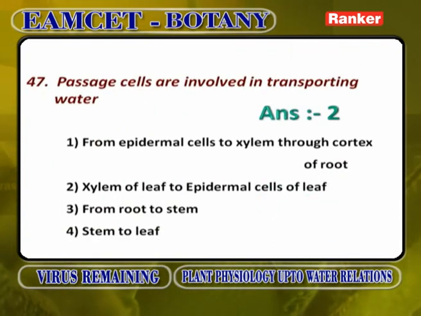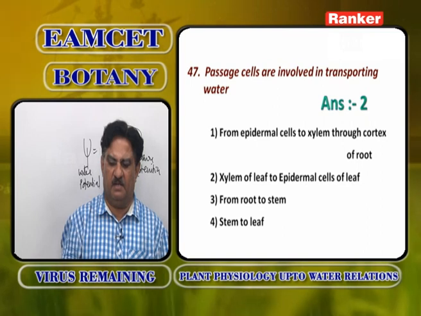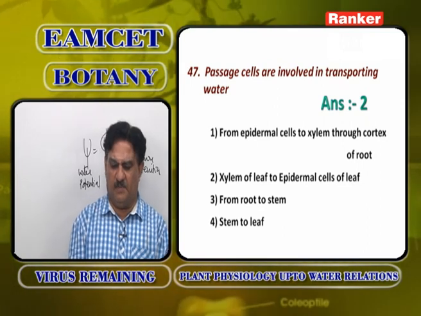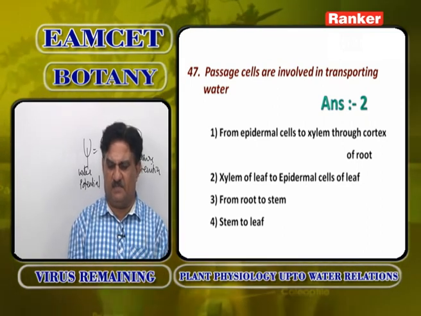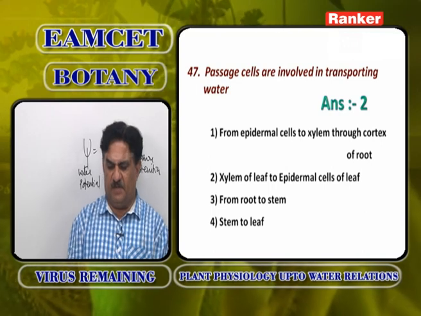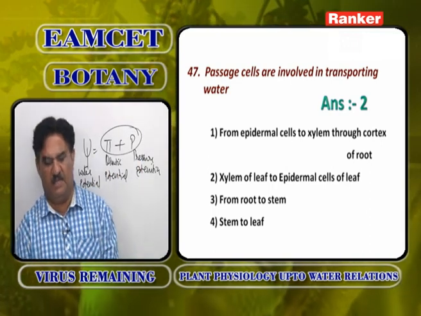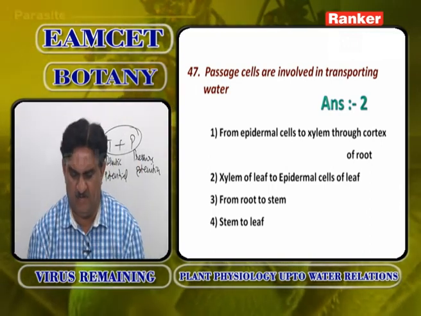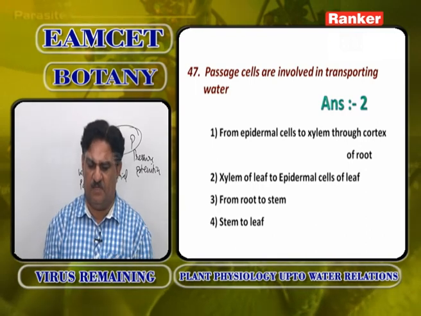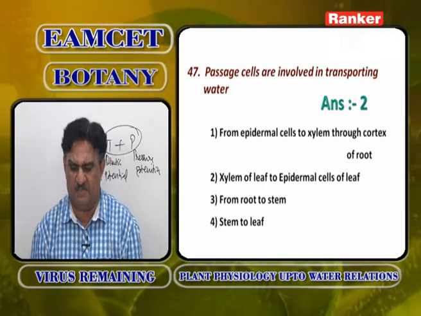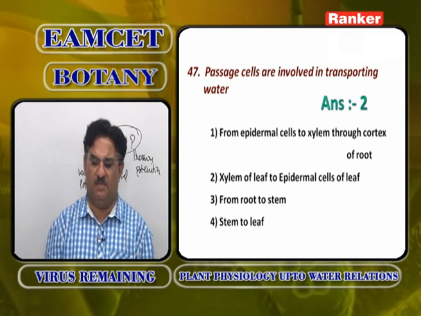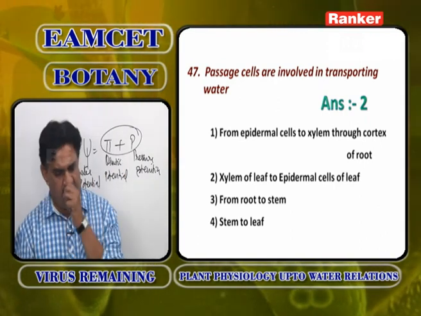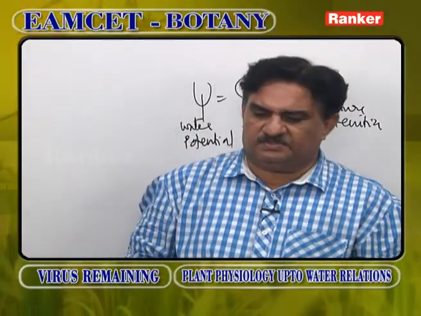Passage cells are involved in transporting water from epidermal cells to xylem through the cortex of the root. Not from xylem of leaf to epidermal cells of leaf, and not from root to stem or stem to leaf. So, the first option is correct, not the second option.